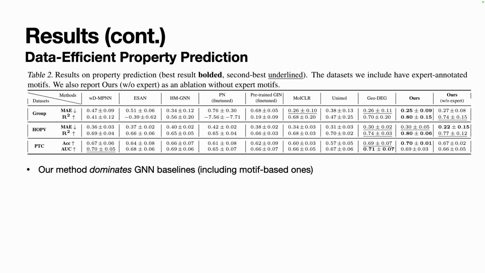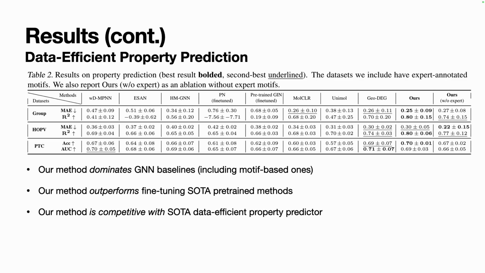For property prediction, we compare with a wide range of molecular property prediction baselines, including standard GNNs like WD MPNN to motif-based GNNs like ESON or HMGNN. Our method also outperforms fine-tuning pre-trained models like MoClair and UniMo. We are also competitive with GeoDeck, the previous grammar-based state-of-the-art property predictor for small datasets.